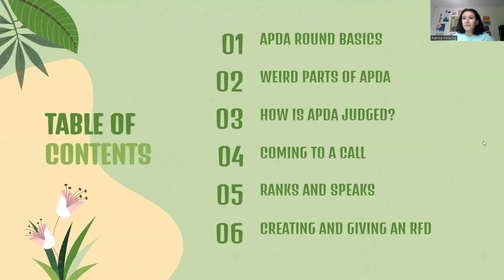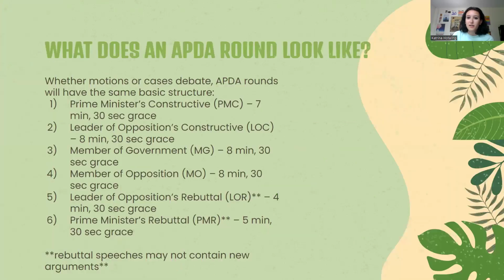So I'll be talking about a couple of things today. I'll be going through the very basics of what an APDA round looks like for people who are maybe a little less familiar. I'll be talking about some of the weird nuances that APDA has with its judging, and then how APDA is judged, how we come to a call, how ranks and speaks work, and how creating and giving an RFD or reason for decision to teams in the round works.